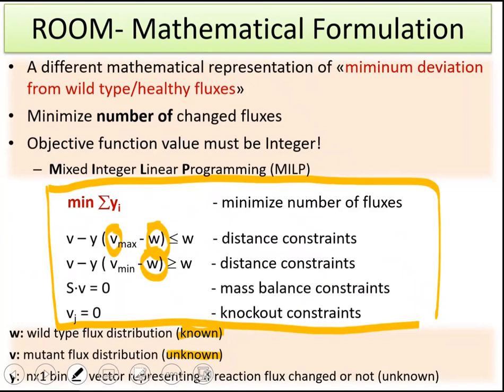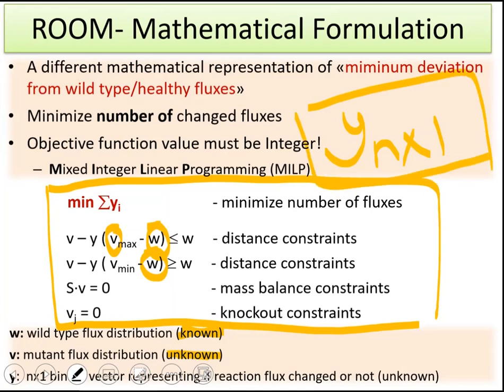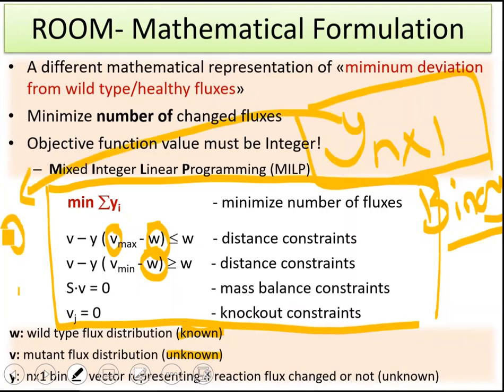And in this formulation, to make integer programming possible, a new vector Y, again n by 1, where n represents the number of reactions in the metabolic network, is introduced, and this is a binary vector. Binary means it can only take values of 0 and 1. So this binary vector is introduced in the formulation.